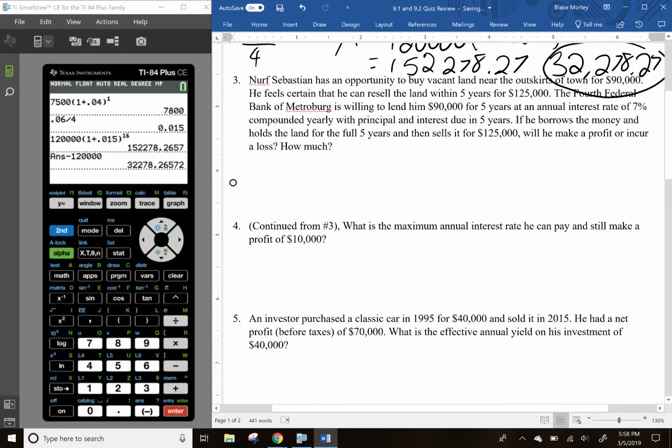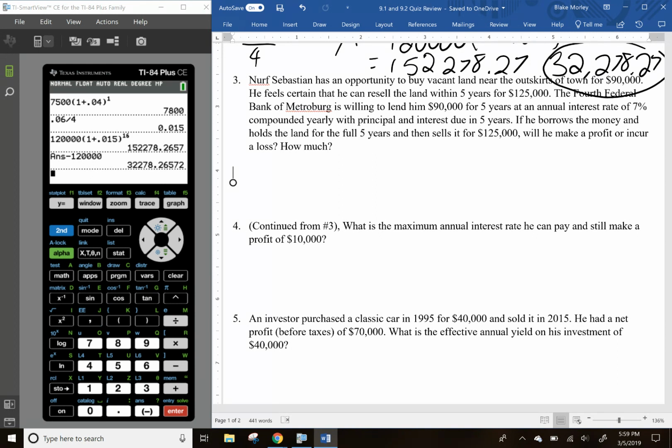Number 3: Nerf Sebastian has an opportunity to buy vacant land near the outskirts of town for $90,000. He feels certain that he can resell the land within 5 years for $125,000. The Fourth Federal Bank of Metroburg is willing to lend him $90,000 for 5 years at an annual interest rate of 7%, compounded yearly, with principal and interest due in 5 years. If he borrows the money, holds the land for the full 5 years and then sells it for $125,000, will he make a profit or incur a loss?